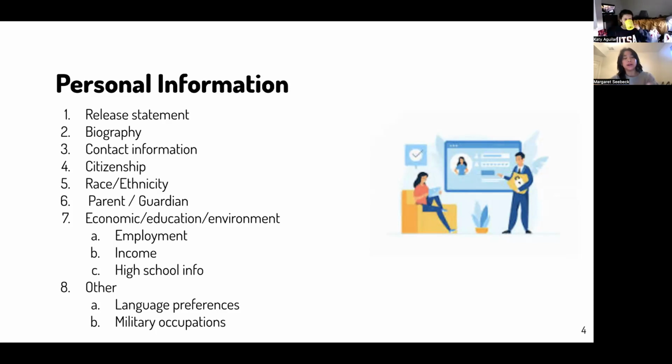They're going to ask about your high school information. And then this is also your opportunity to state if you're bilingual. So if you don't just speak English, if English isn't your first language, this is where you would put that information. And if you previously served in the military, this is where you would put all that information. So this is the easiest section.